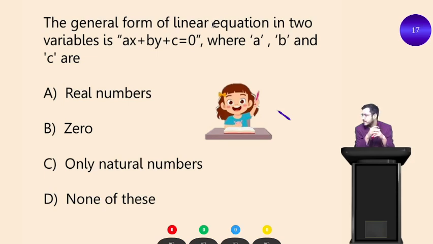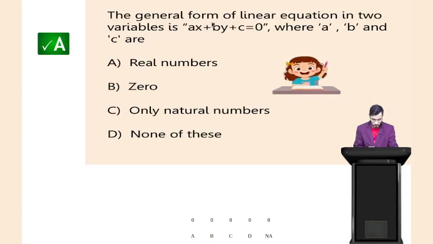Let's try it. Which option is correct here? Okay, time's up. The right answer is option A, real numbers. Here a, b and c are real numbers. Now let's move to another part.